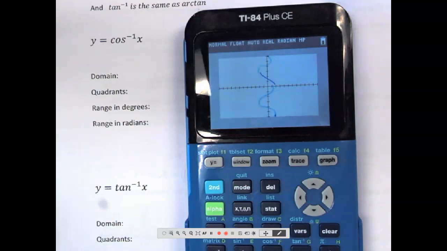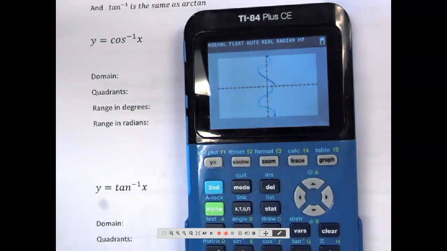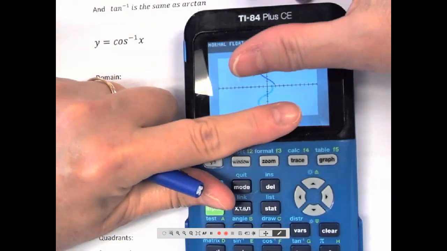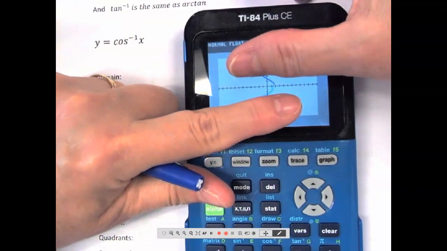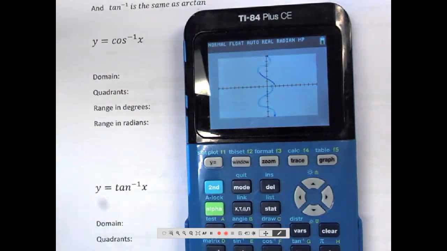But clearly that's not a function. Vertical line test doesn't work. I've got overlap all over the place. So what we do is we take out this little chunk of graph and use it. It's just a different chunk on this one because the graph is in a different place. I can't use positive 90 to negative 90 because that's not a function. So it slides up between 0 and 180.